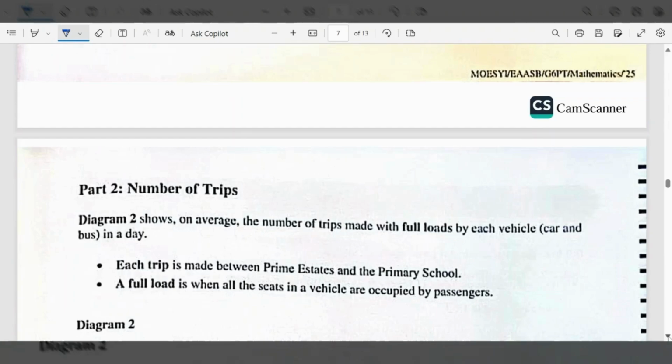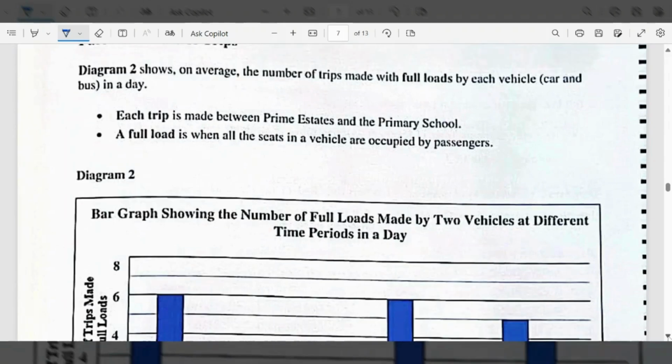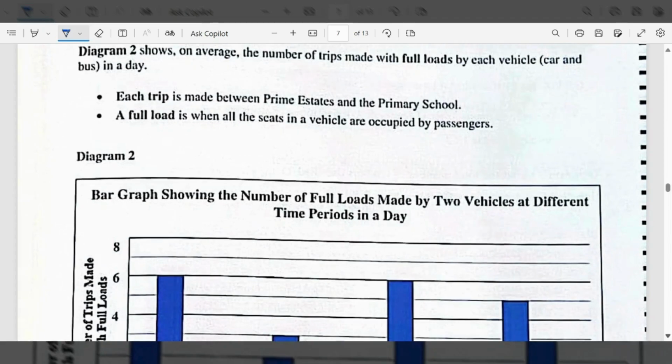Let's move on to the next question, part 2. Number of trips. Diagram 2 shows on average the number of trips made with full loads by each vehicle, car and bus, in the day. Each trip is made between Prime Estate and the primary school. And a full load is when all the seats in the vehicle are occupied by passengers.